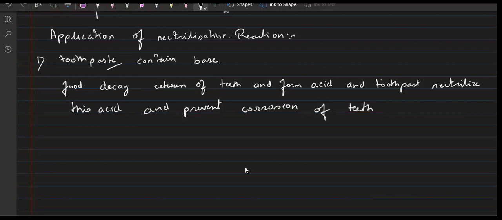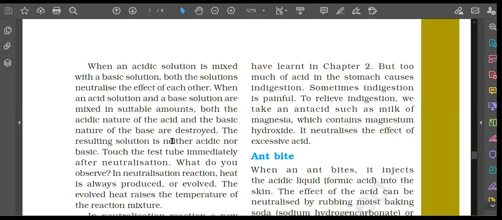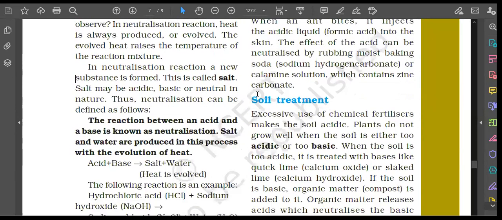Everyone should understand the application of neutralization. So someone asked, what is a neutralization reaction? See, this is what I said: the reaction between an acid and a base to give salt and water is called a neutralization reaction. Yes or no? Got it, Nandish?